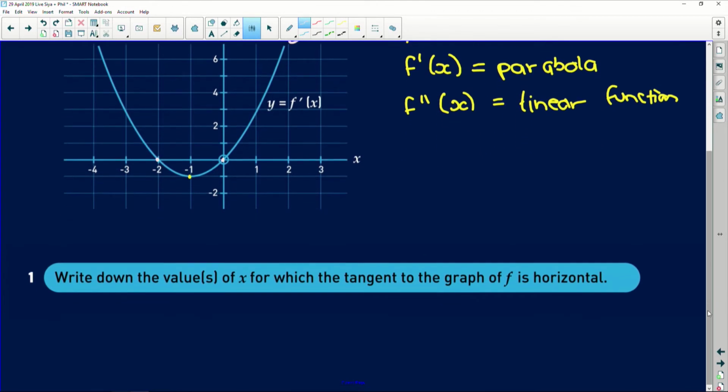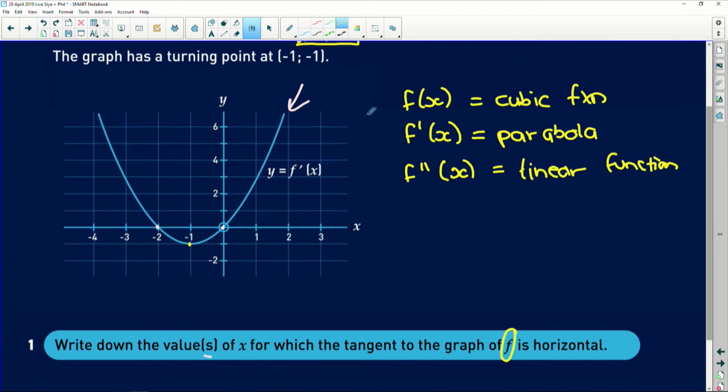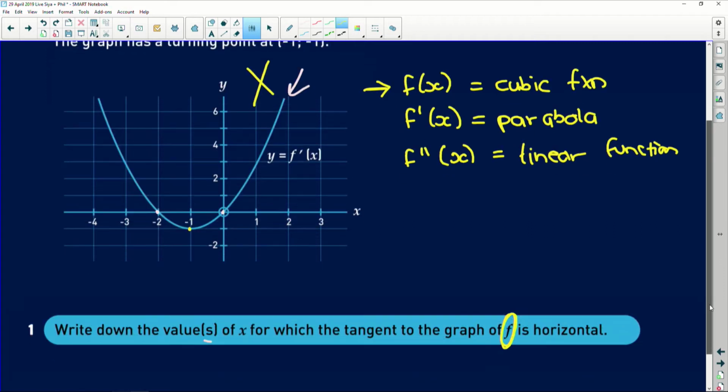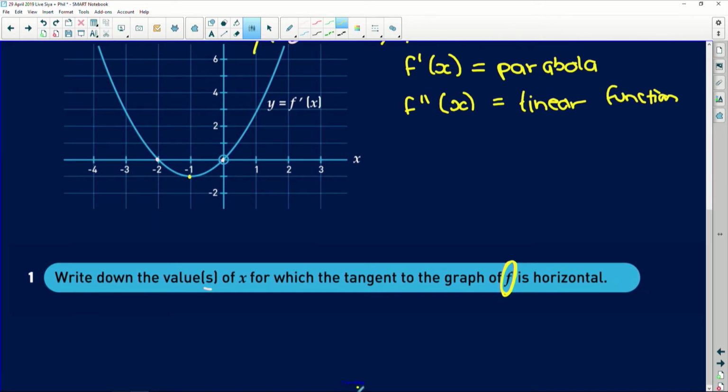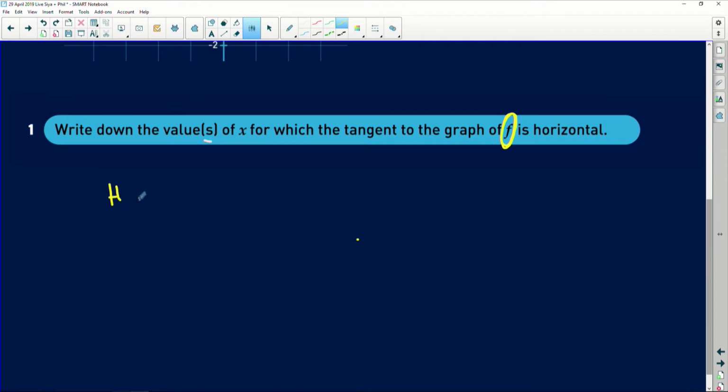Okay, so now it says write down the value or values of x for which the tangent to the graph of f is horizontal. Note that they mentioned the original graph, guys. This one here, not the graph that we're given, not this one. It's of f. Okay, it says write down the values of x for which the tangent to the original graph of f is horizontal. Okay, so when we talk about horizontal lines, guys, we should immediately know that that means that the gradient of that function is equal to 0.